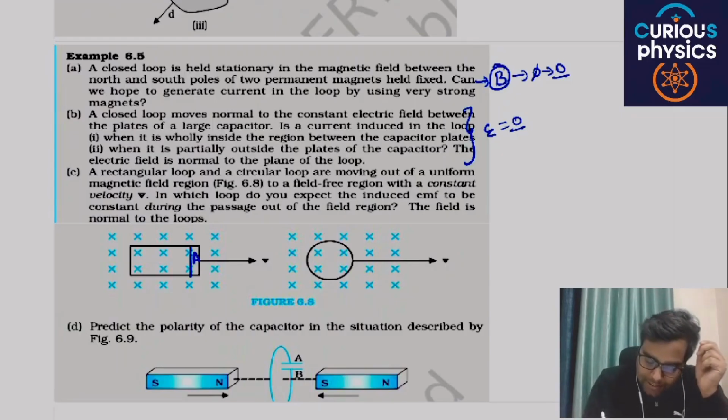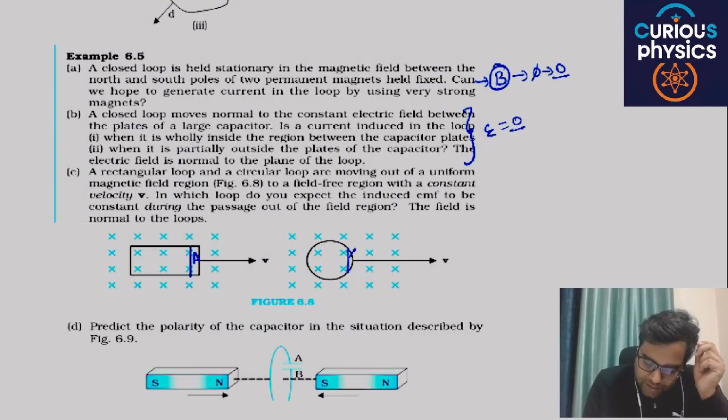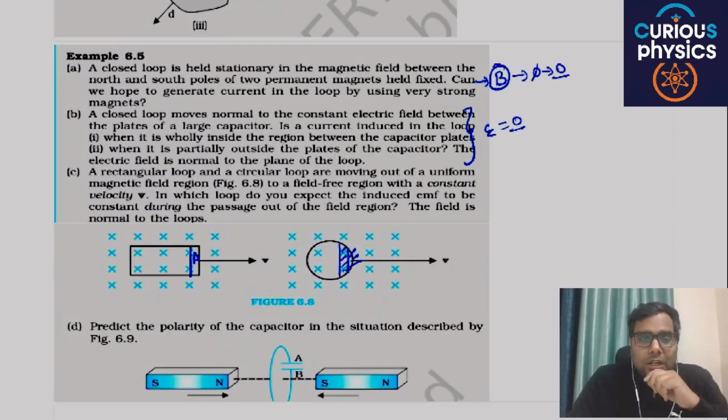But here, let's say in the initial case, this area will come out. In the next step, this area will come out. So is the change in area constant or not? In the second case, the change in area is not constant. But in the first case, the change in area is constant. That's why in a rectangular loop, you can expect a constant induced EMF, but in the second case you cannot expect a constant induced EMF, because the change in area with time is not constant in the case of a circle.